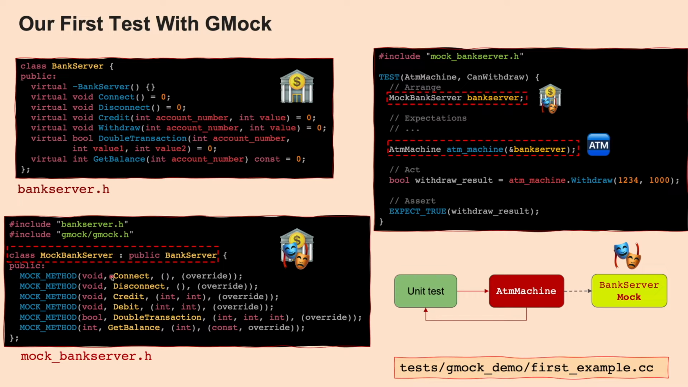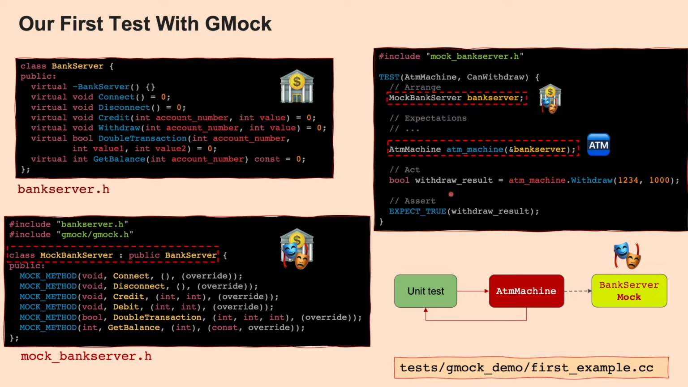Having this mock bank server defined, then in my test, I can instantiate it and pass it to my ATM machine. Notice that the only dependency for my unit test is dependency on this file, which is just a single class definition with declaration of its functions. I include the Google Mock header file, and also I include my interface class. Notice that this is just an abstract interface class, and usually this doesn't have heavy dependencies.